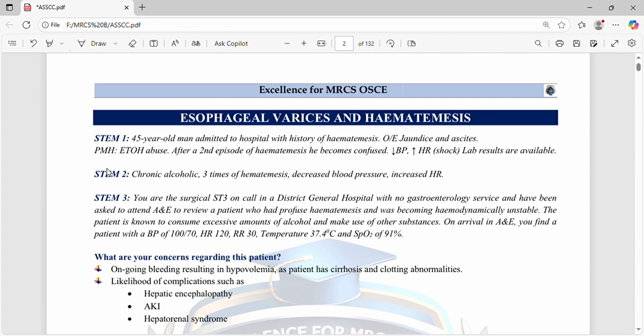You are a surgical ST3 on call in a district general hospital with no gastroenterology services and have been asked to attend the A&E to receive a patient who had a profuse hematemesis and was becoming hemodynamically unstable. The patient is known to consume excessive amounts of alcohol and other substances as well. On arrival to emergency, you find a patient with BP 170, heart rate 120, respiratory rate 30, temperature 37.4 degrees centigrade, oxygen saturation 91%. So what are your concerns regarding this patient?